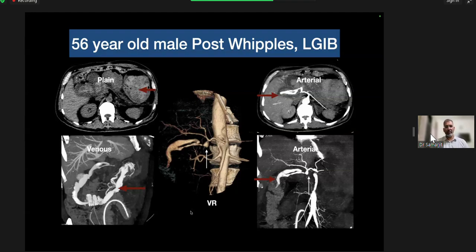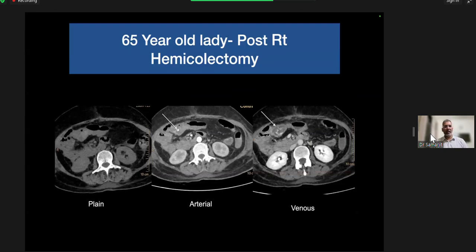This patient was also embolized. Sometimes things are not that dramatic. This is a patient, she is post right hemicolectomy and had a GI bleed. And that again, the value of the plain scan showing you some high density in the anastomotic site. And when you do your arterial, you can see there is a small nodular area of enhancement going on there on the venous phase images.